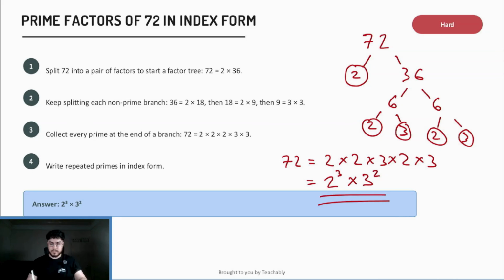And so the prime factorization of 72 in index form would be 2 cubed times 3 squared. So the answer, 2 cubed times 3 squared. I hope that makes sense.